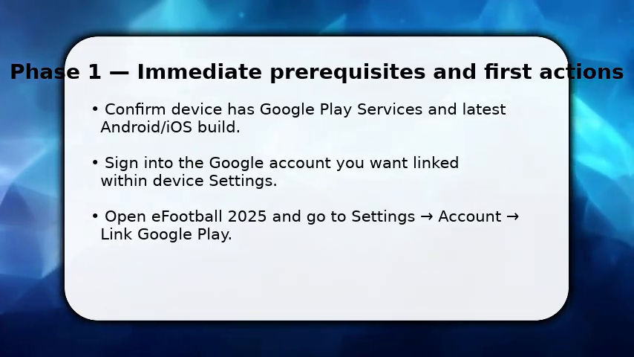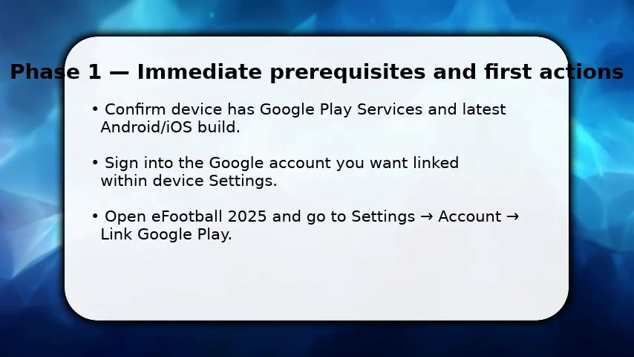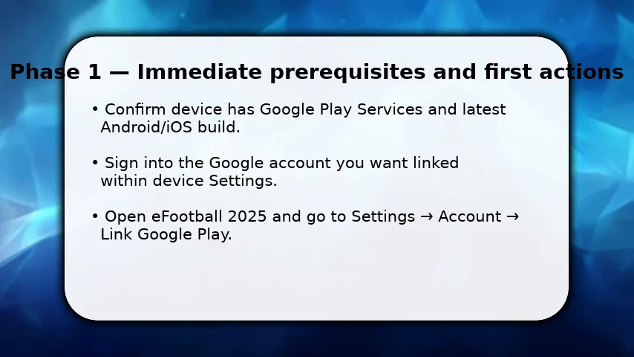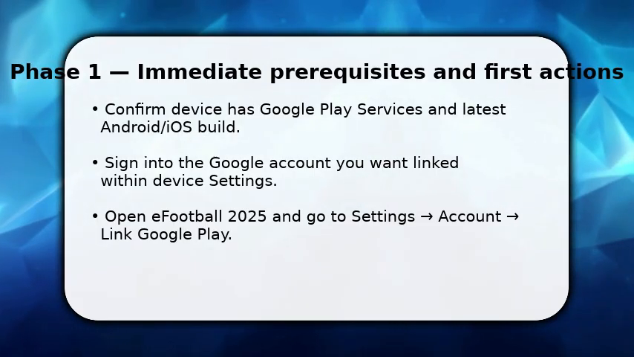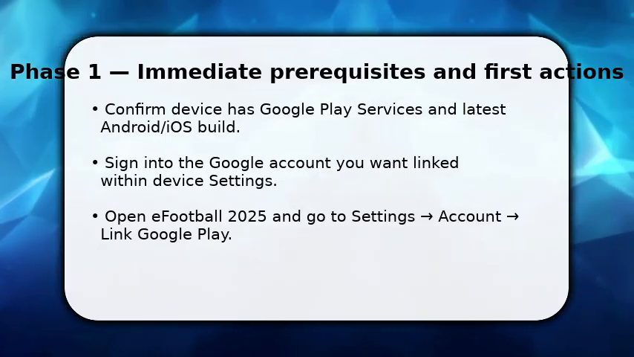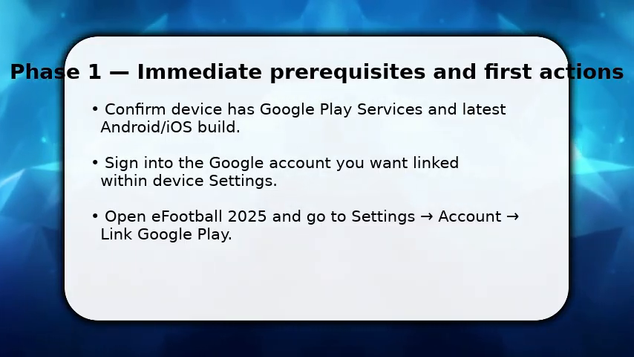Once done, open Efootball 2025, navigate to Settings, then Account, then link Google Play. You'll see a prompt. Choose the correct Google account and tap Confirm. This begins the secure OAuth handoff between app and Play account.